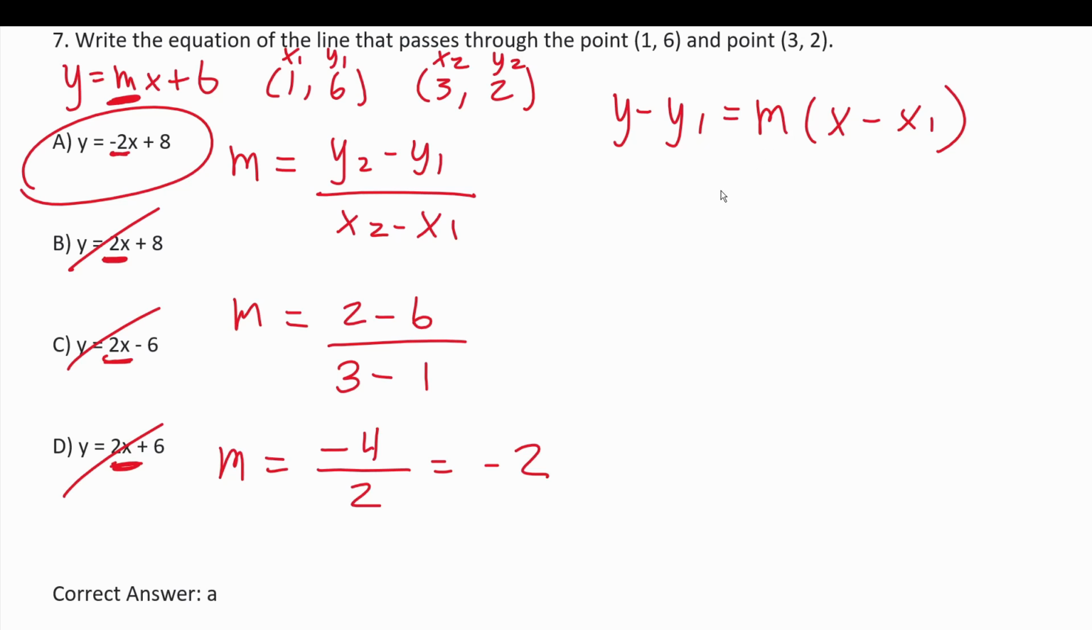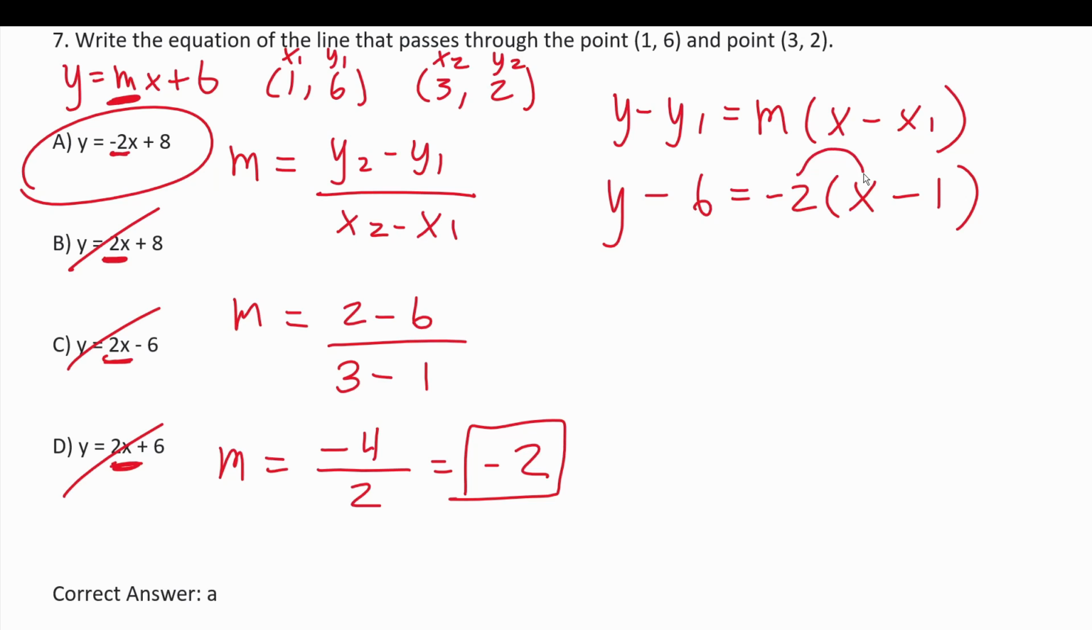All right, so we know what m is. m is right here. It's negative 2. We know what y1 is. It's right here. And we know what x1 is. So let's plug those in. This is y minus y1, which is 6, equals m, which is negative 2, times x minus x1. It's right here. It's 1. All right, the next thing we want to do is distribute this negative 2 to this x and negative 1.